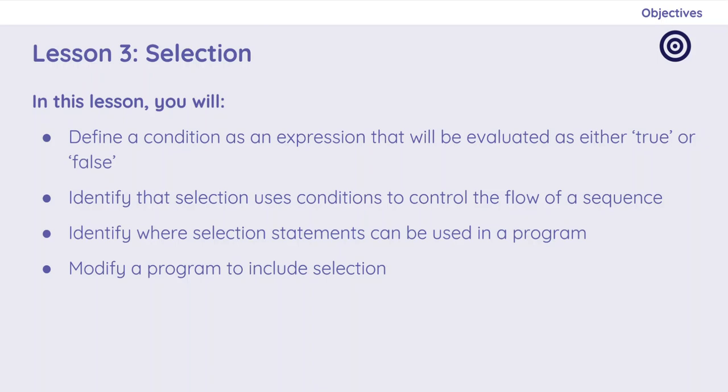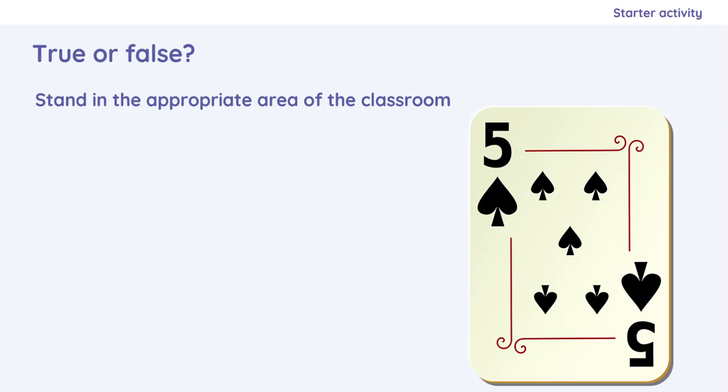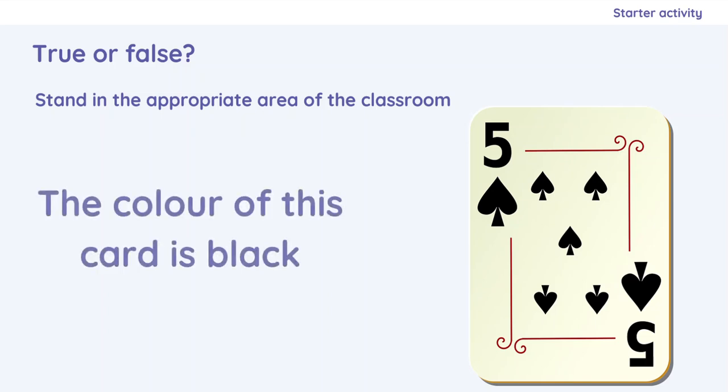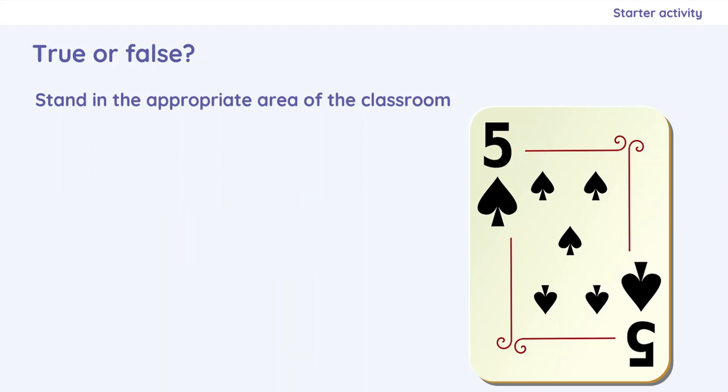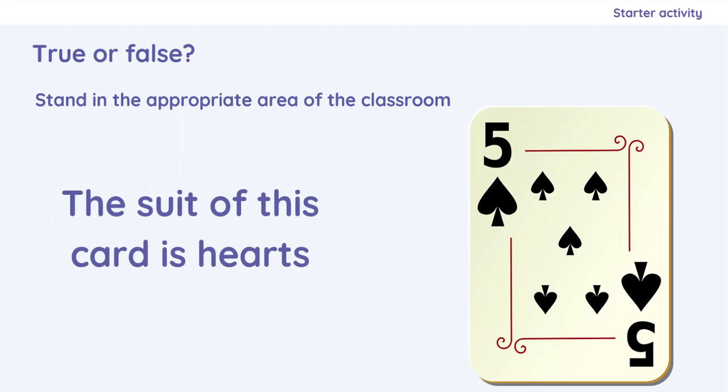It allows us to control the flow of a sequence, and it allows us to have branches in that program. So let's look at this idea. If we have true or false, looking at this card: the color of this card is black. True or false? Hopefully you'll say it is true, because the color of the writing and the spades is black. Let's look at the next one. The suit of this card is hearts. You should identify that statement as false.